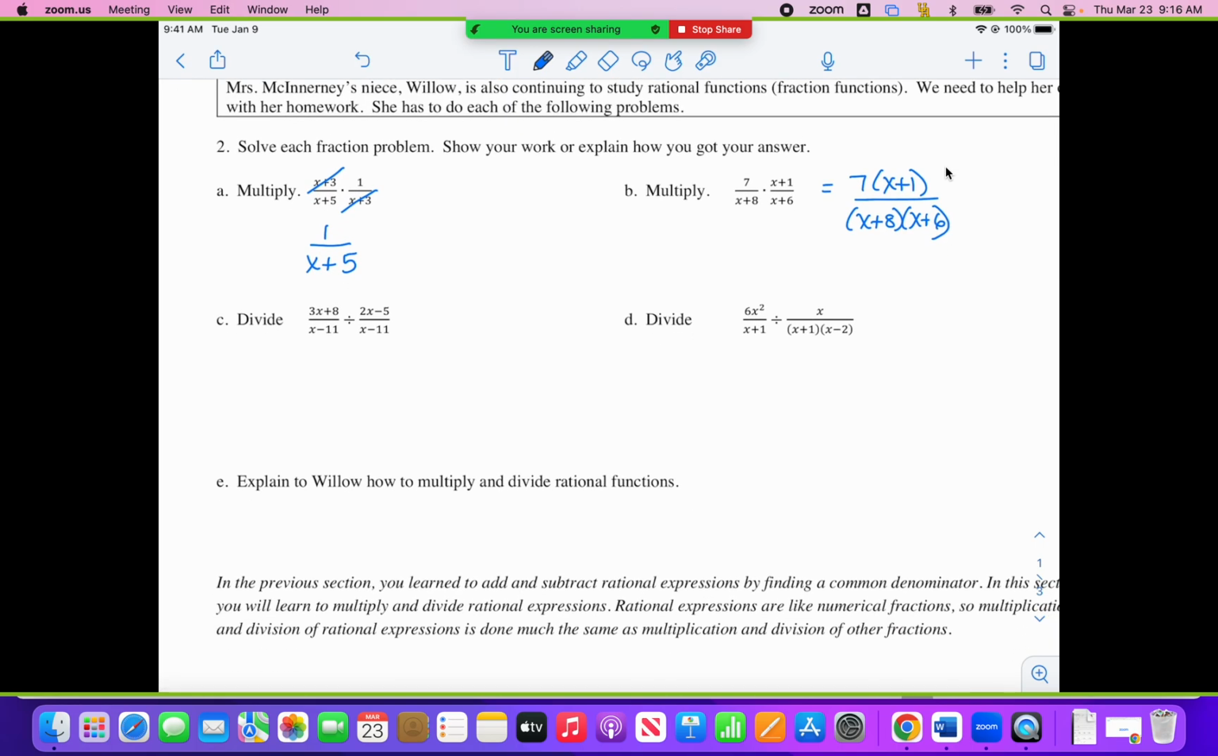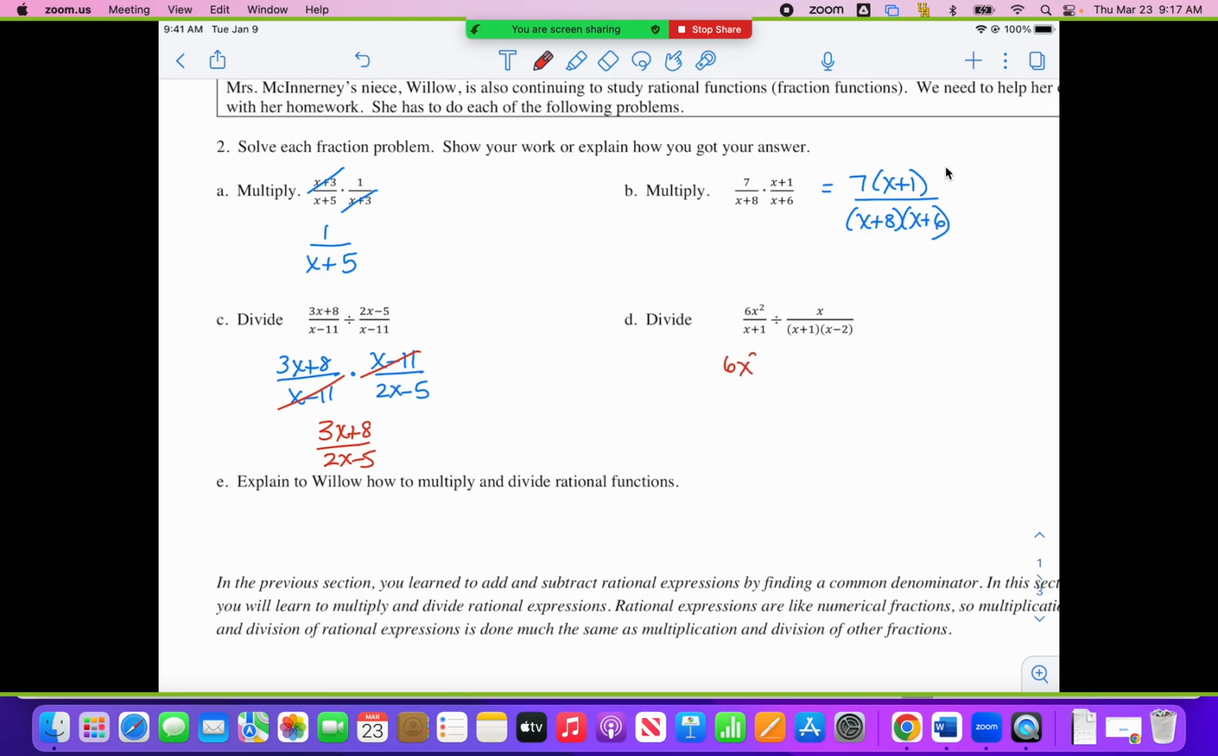So again, in letter B, nothing canceled. In letter C, I'm going to change this to multiply by the reciprocal. Then what can I do? Cancel x minus 11. Good job. You can cancel the x minus 11s because they're in the factors. So this becomes 3x plus 8 over 2x minus 5.